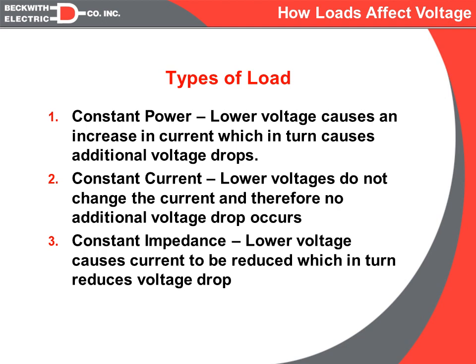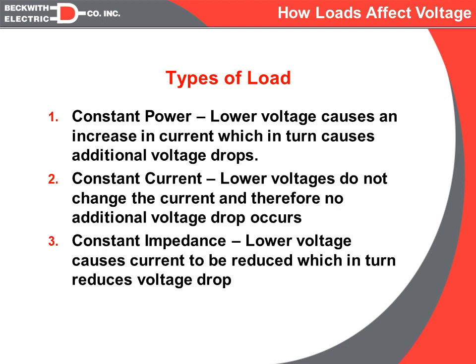Constant current load has no effect on the voltage drop because the current remains constant on that device regardless of what's going on with the voltage. So we're not really interested in constant current load when we're looking at voltages on the system. Finally, we have constant impedance or constant resistive load. And in that case, as the voltage drops, so does the current. So in this case, a lower voltage means reduced voltage drop.